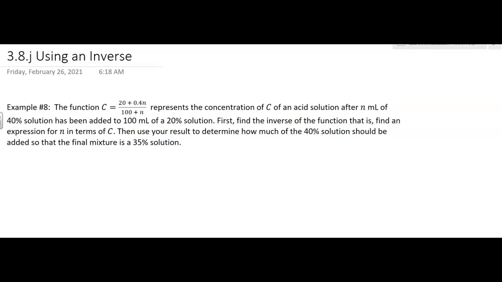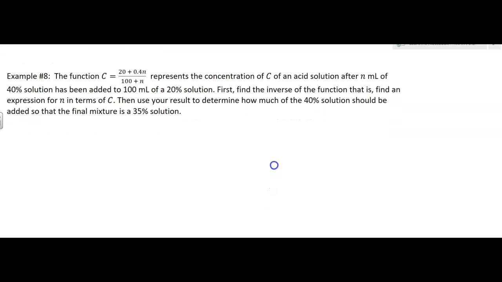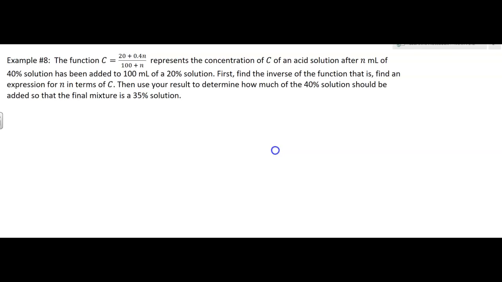Okay, so we're going to use an inverse. This is kind of similar to the gravel problem we did earlier. So let's read it. The function C equals, and then they give us this formula, represents the concentration C of an acid solution after n milliliters of 40% solution has been added to 100 milliliters of 20% solution.